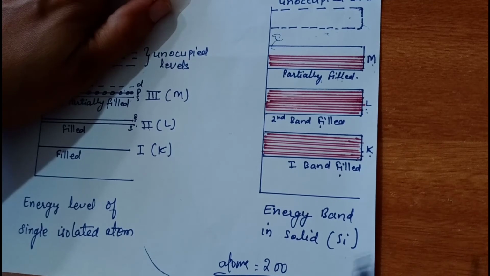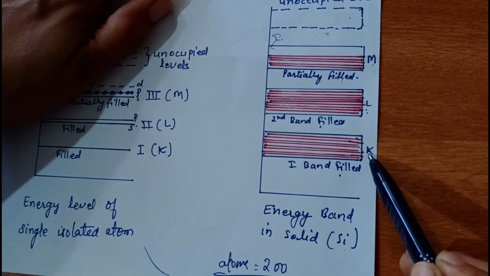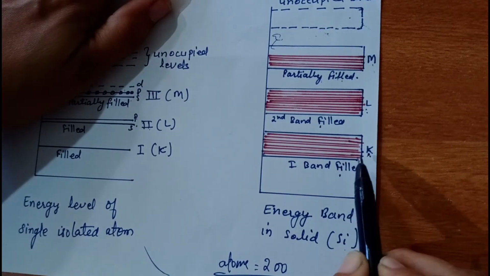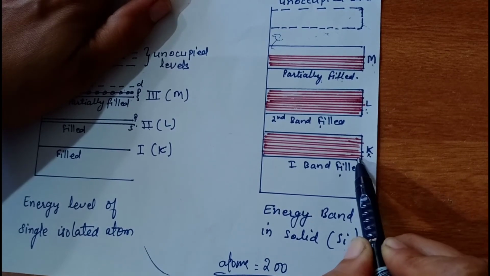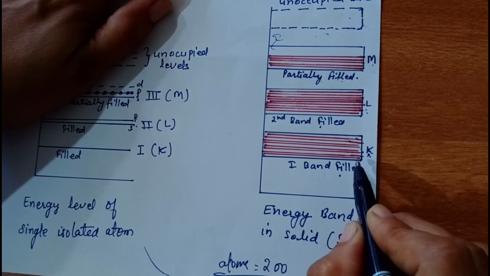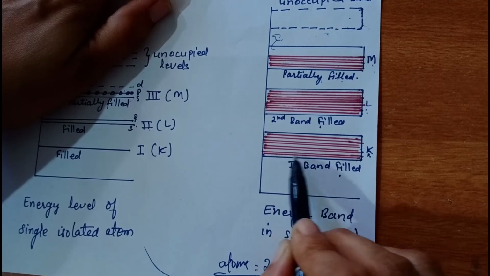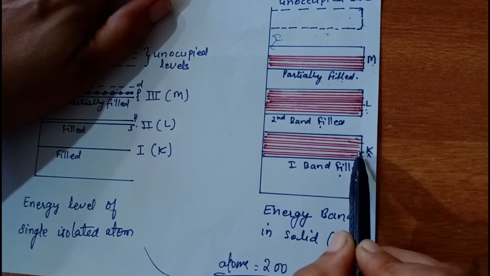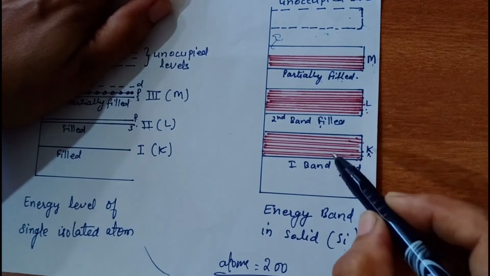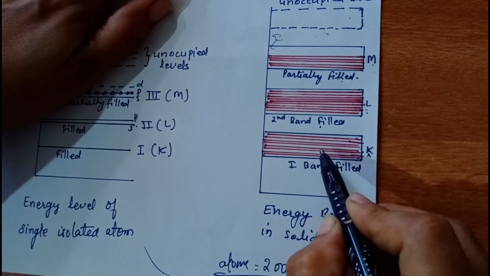Now we will consider the solid as a whole. We are considering silicon. Let this silicon bar have 200 atoms. So there will be 200 K shells because there are 200 atoms, and the energy of these K shells will differ extremely slightly due to their surrounding environment. So the energy levels of these 200 K shells are very close to each other and appear to merge into each other.